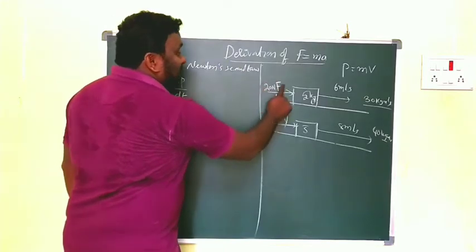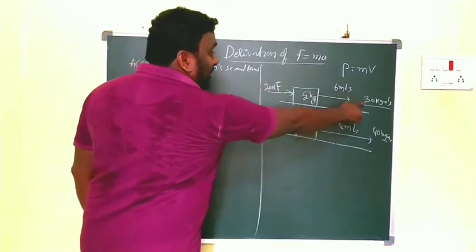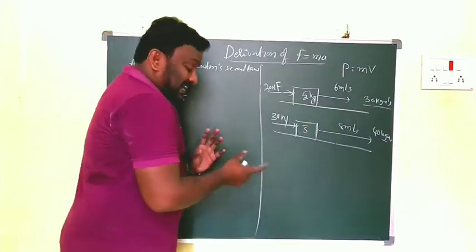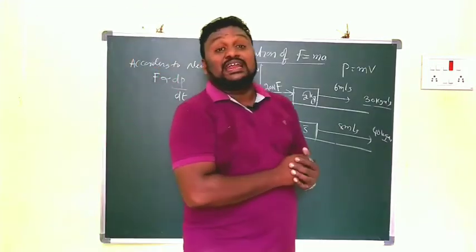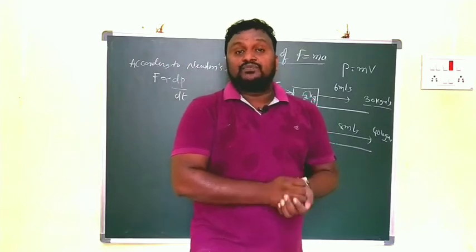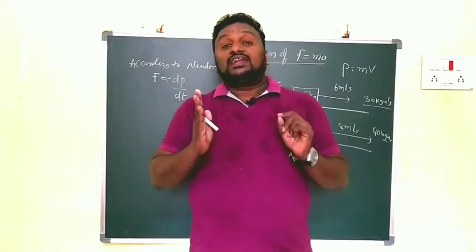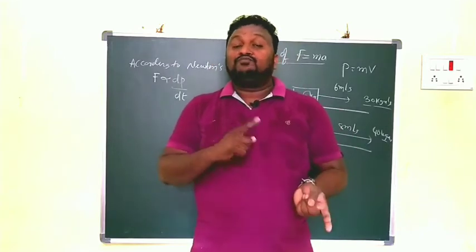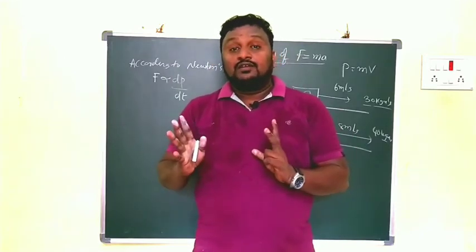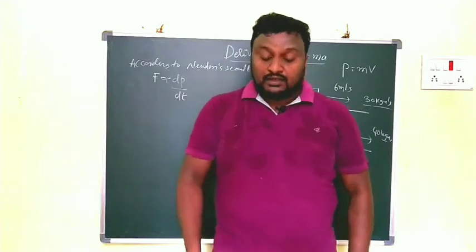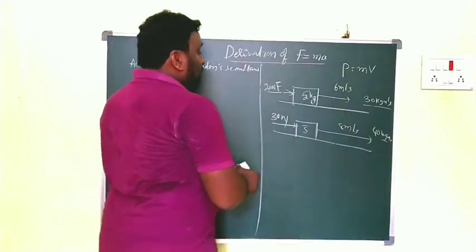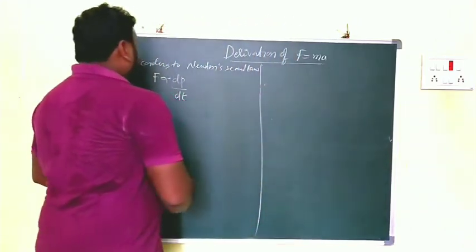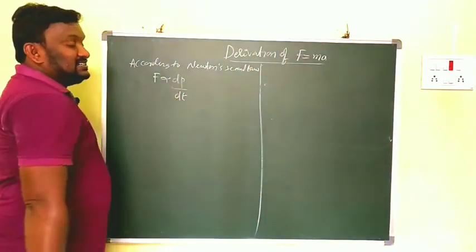This is F. When F increases, P also increases. That is what we call directly proportional. Clear, children? The external force acting on the body is directly proportional to the rate of change of momentum. That is what we call Newton's second law. So that is what we have written here: F is proportional to dp by dt.